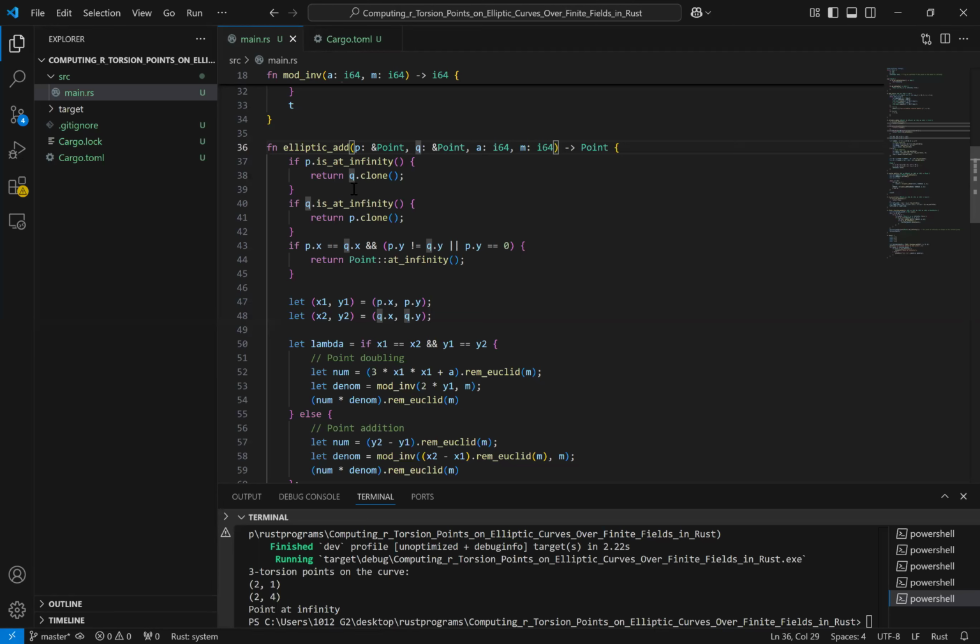If P is at infinity, and you want to add it to Q, where P and Q are the ones you're adding, then the result will be Q. Because infinity's identity is like 0. So 2 plus 0, we expect the answer to be 2. That's what it's saying here. If P is at infinity and you're adding it to Q, then the result will be Q.